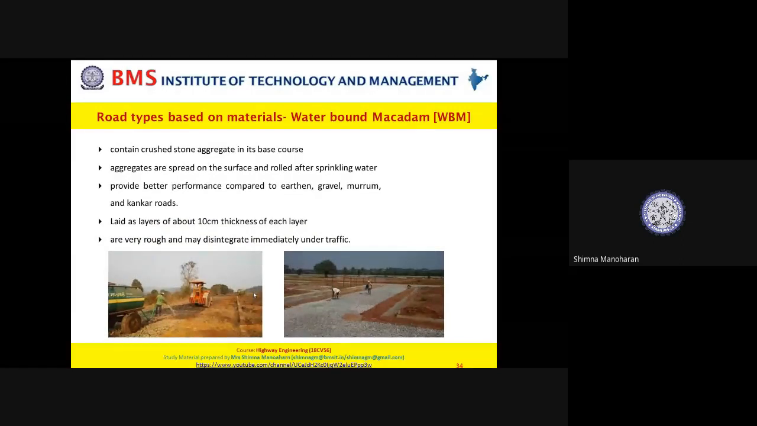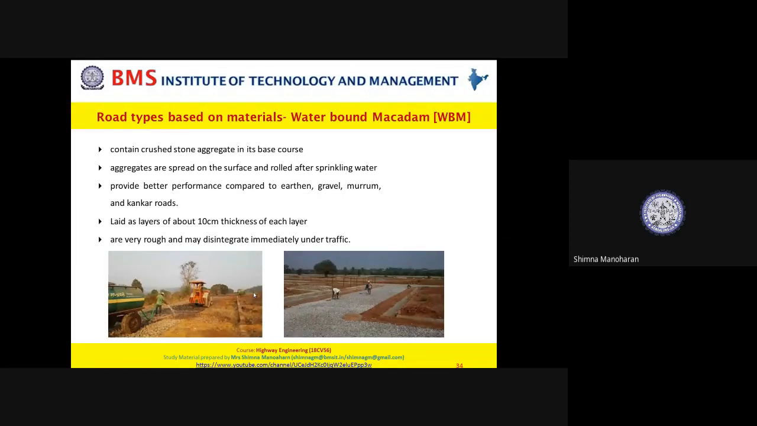In the last class, I explained who Macadam was and what revolution Macadam brought in road construction. He is considered a pioneer of road construction. So waterbound macadam, or WBM road. These are roads constructed by using crushed stone aggregate in the base course. We have seen the layers in a pavement: you have subgrade, then subbase, then the base, and then the surface course. In the base course, crushed stone aggregate is used. The aggregates are spread on the surface and rolled after sprinkling water.